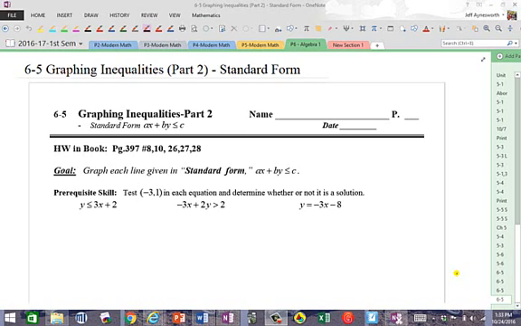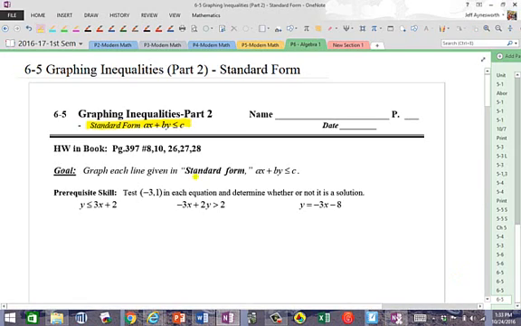We are going to go over how to graph inequalities that are expressed in standard form. I'm talking right here, standard form. Or you can highlight this right here, okay? Ax plus By is less than or equal to C. Or we can switch the inequality any way we like: less than, greater than, less than or equal to, or greater than or equal to. You got four different inequalities, right?